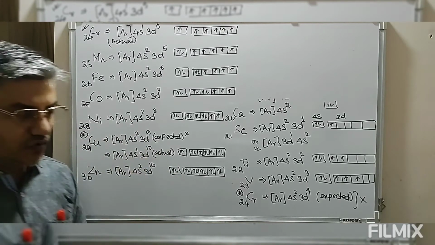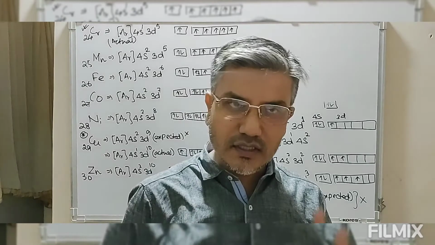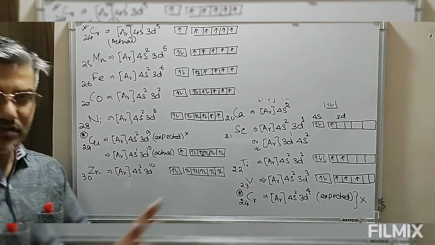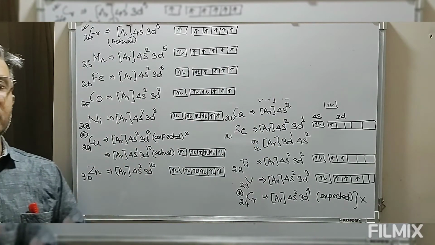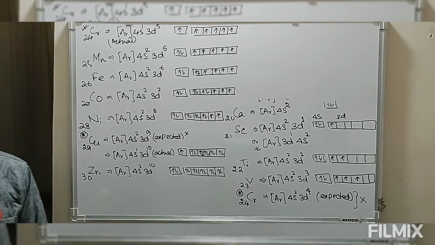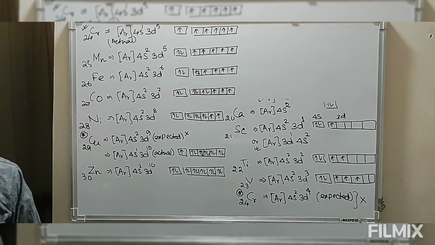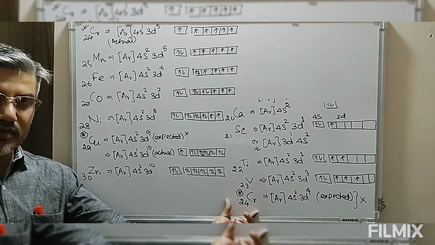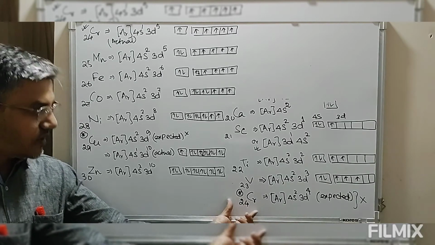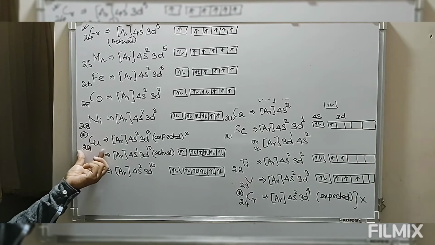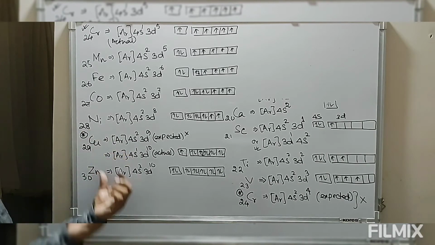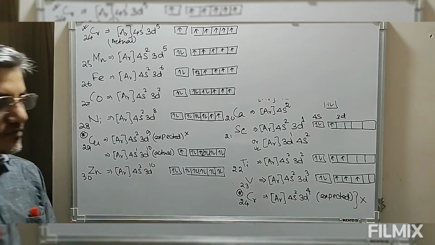For all these, we have to follow three rules: Aufbau principle, Hund's law of maximum multiplicity, and Pauli's law. While following these rules, we can write down electronic configuration. While writing this, we have found abnormalities in chromium, atomic number 24, and copper, atomic number 29. Now we have to explain these abnormalities.